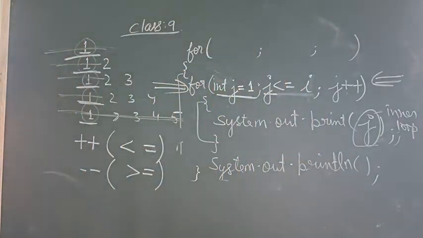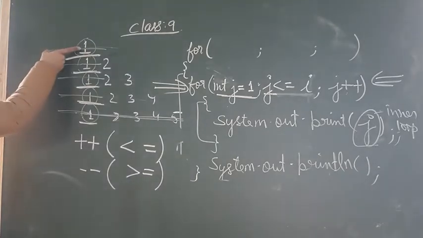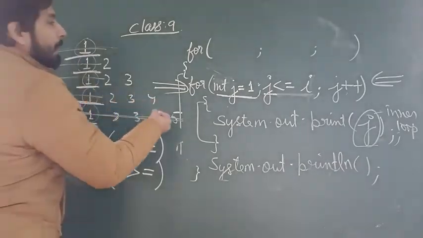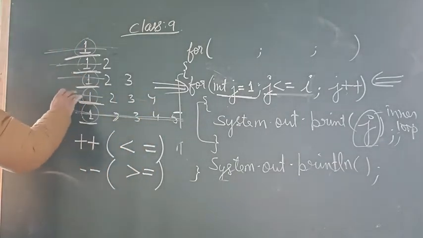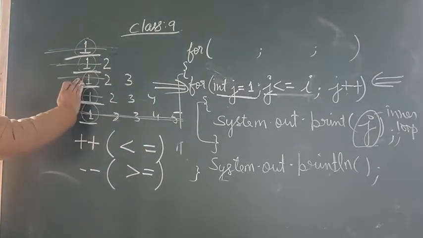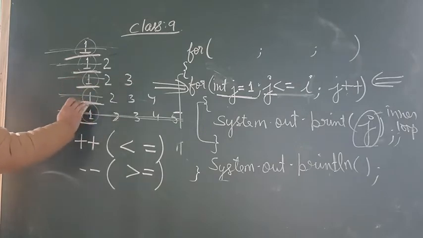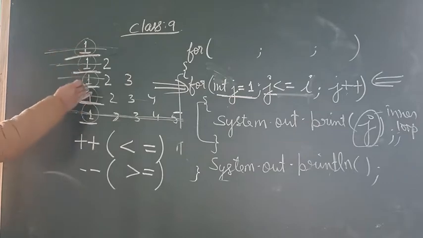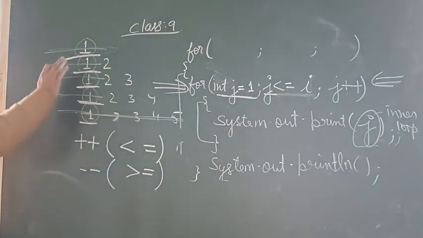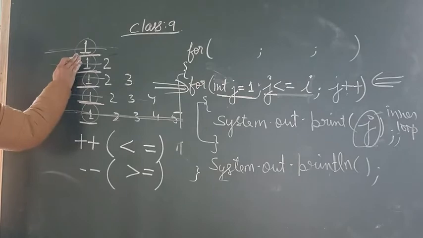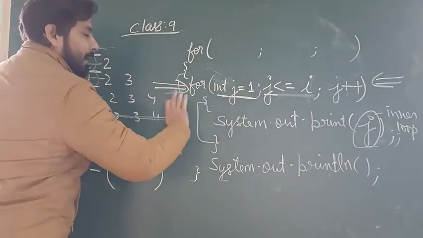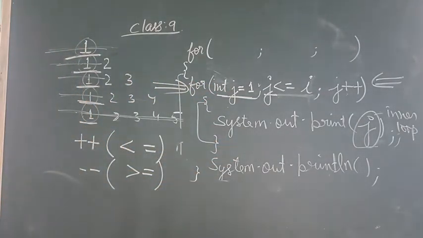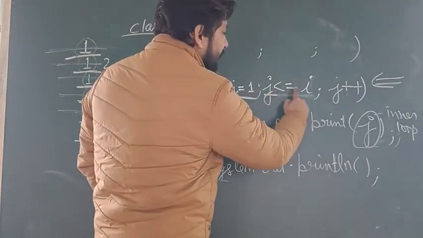If the first value is different, suppose it is, let's say, 1 2 3, 3 4 5, 4 5 6 7, in this way these values are different, then your i will come at the initialization. So you have to remember, if the first value is the same here, then i will come in the condition. Clear? After that you will see j is less than or equals to i.